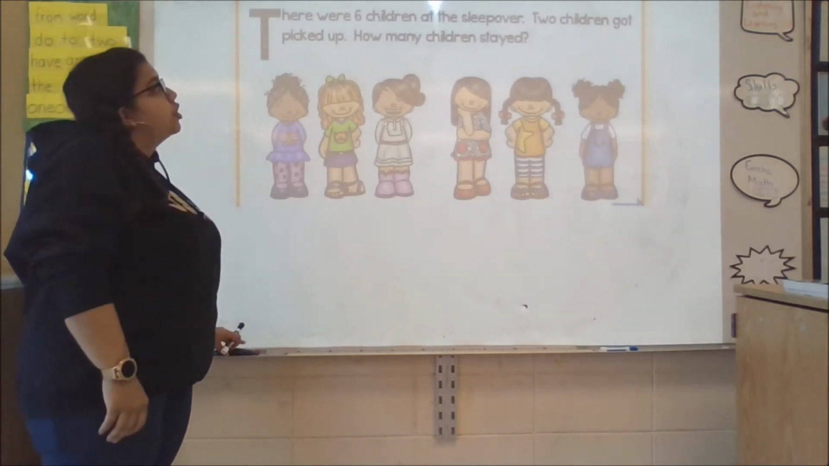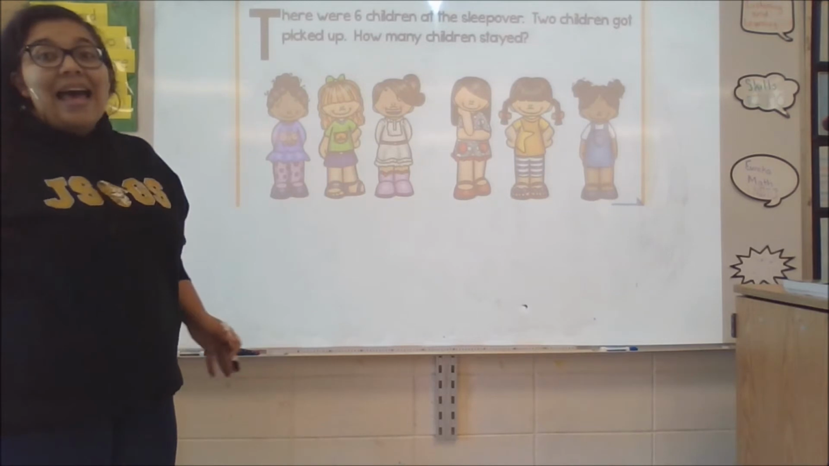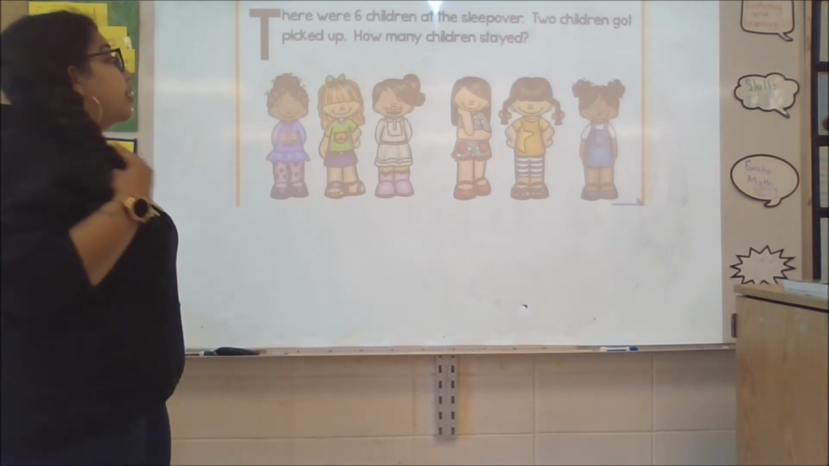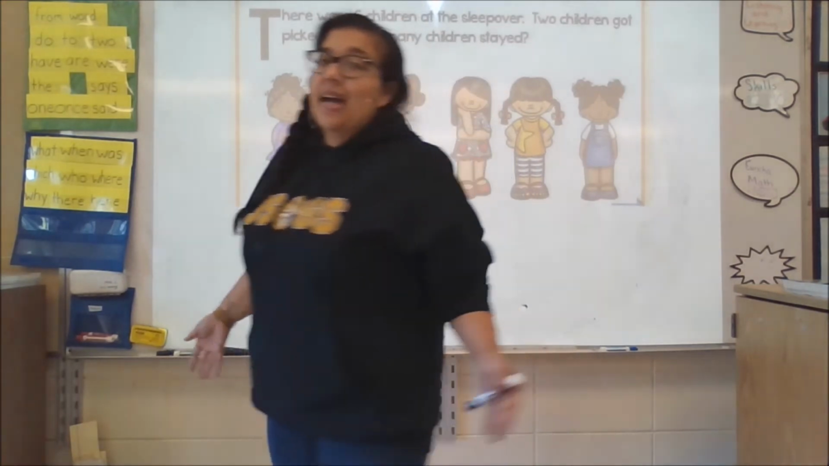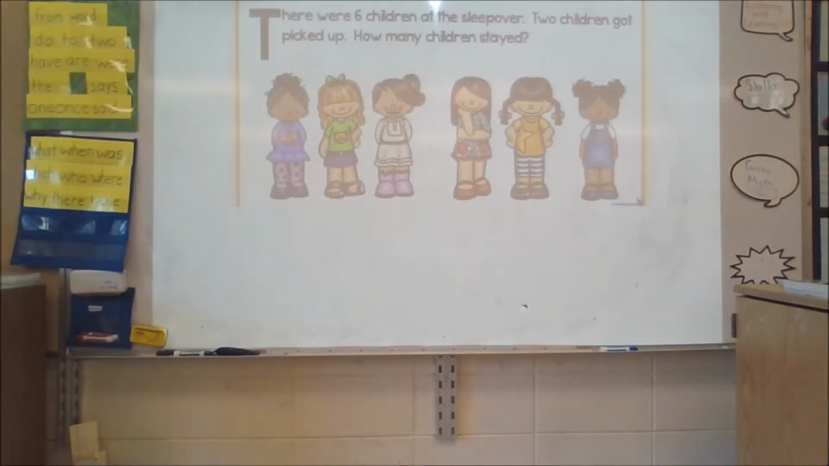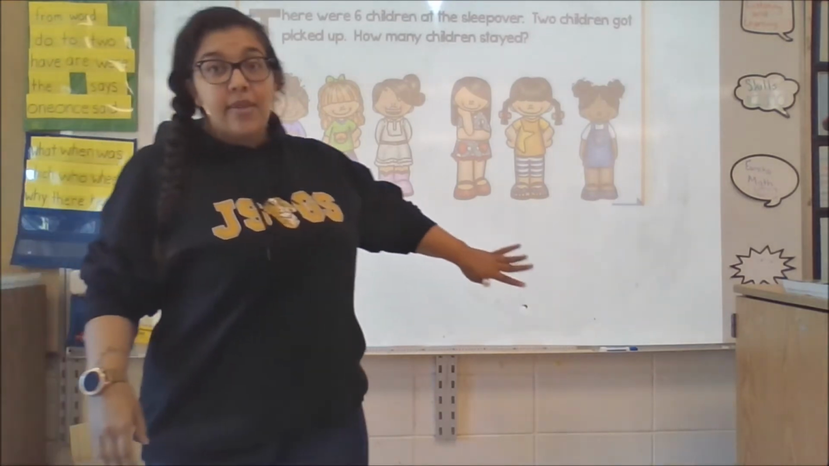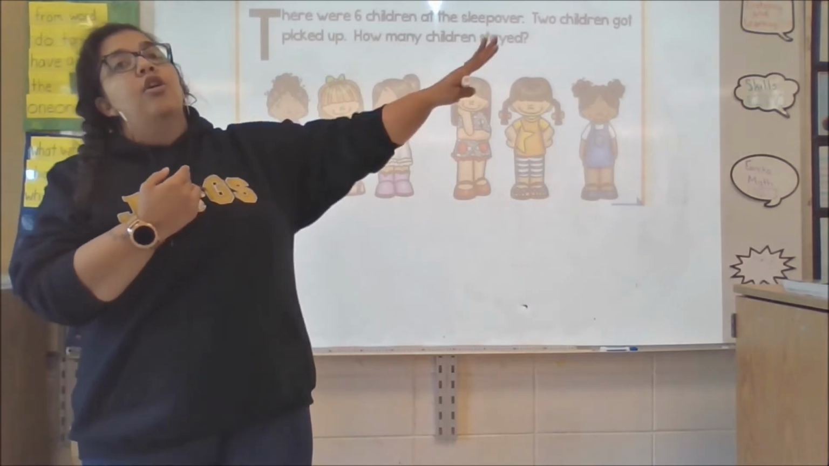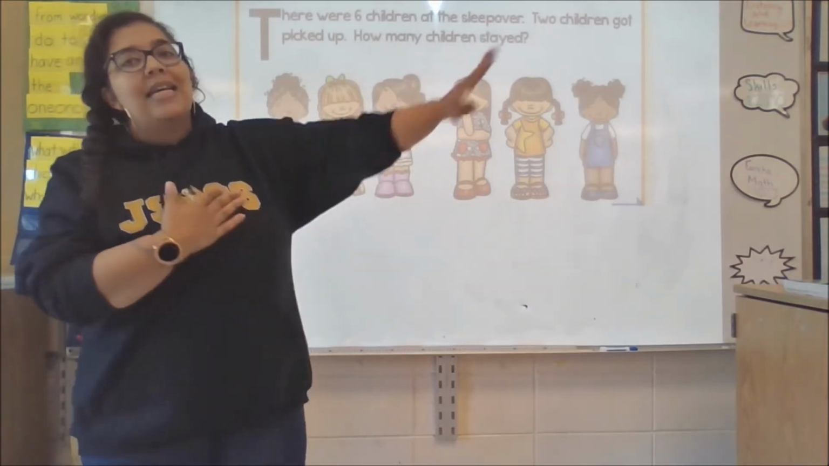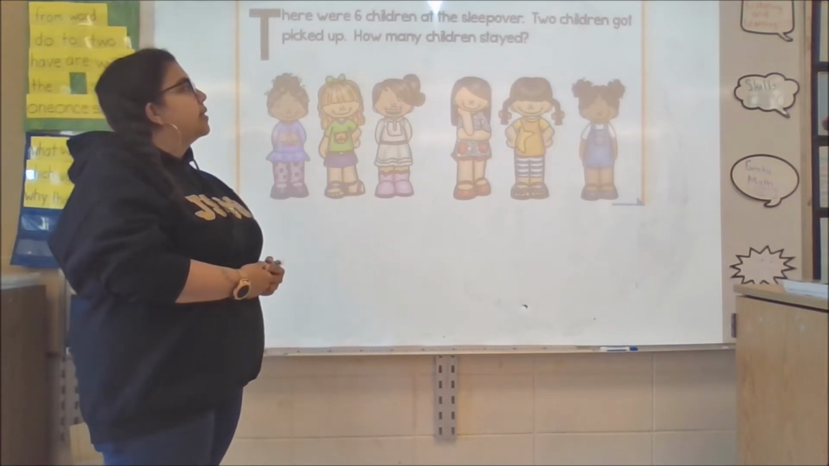There were 6 children at the sleepover. 2 children got picked up. How many stayed? Well, according to this scenario, 2 of these children are leaving entirely. They are leaving. So when they're subtracted from the group, it's not some here, some there. It's not sharing. It's a subtraction in the sense of going away, breaking, gone, eaten. It's gone. So let's pick 2 children to get picked up.